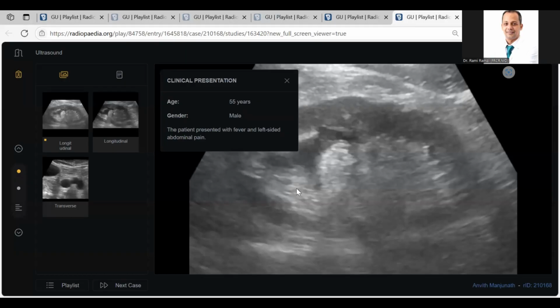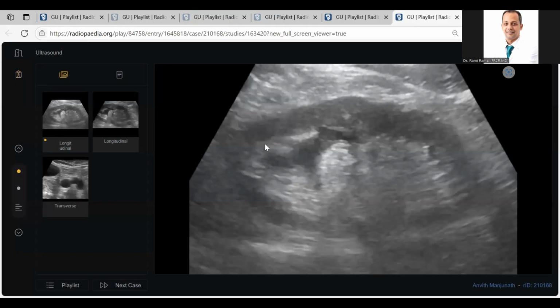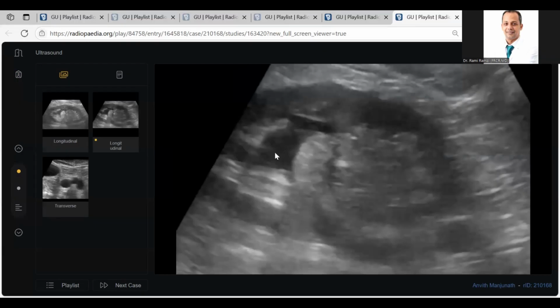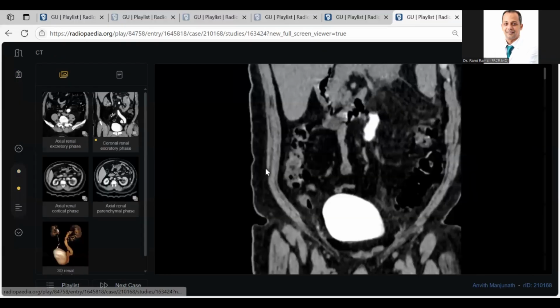Let's start our first case, a 55-year-old male patient. I will first start with the ultrasound. As you see here, this kidney shows dilatation of part of its calyceal system, either the lower part or the upper part, associated with ureteric dilatation. Okay, my first candidate, this is the CT.